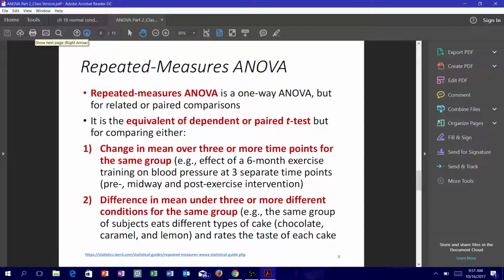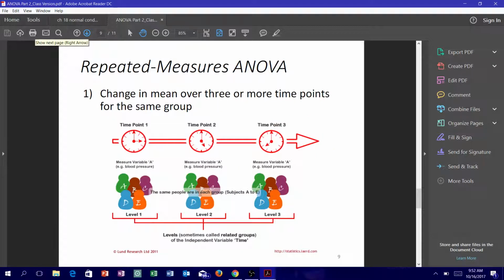The second example about the cake was also the same group, but the same group will test the chocolate cake, and then the same exact group will taste the caramel cake, and then they will taste the lemon cake. And on a scale for the taste, we will get the mean here, the mean for the second cake and for the third cake, and compare which one tastes better for them. Make sense? Okay. So that's all I guess. Any questions before we start the applications?